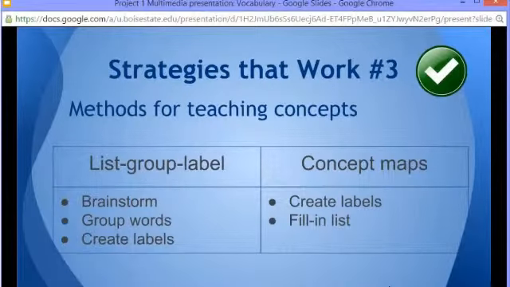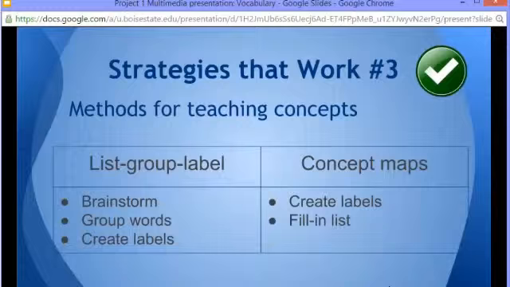When teaching concepts, try using one of the two methods. The list group label is a group brainstorming activity that connects and organizes ideas related to a concept. The activity has 3 steps. In step 1, students brainstorm all that they know about a particular concept. In step 2, they group words that share similarities. In step 3, students label their groups.